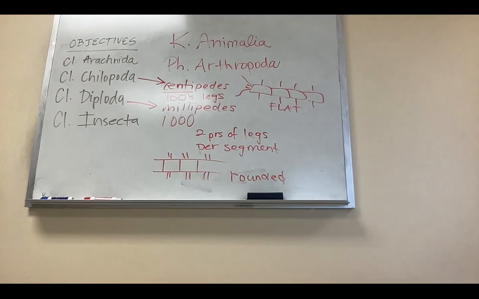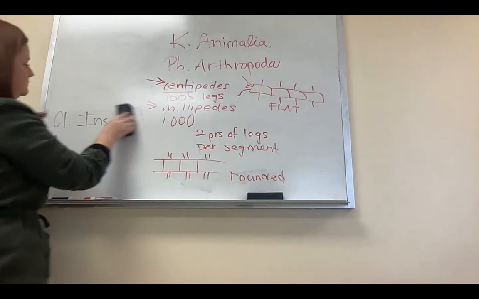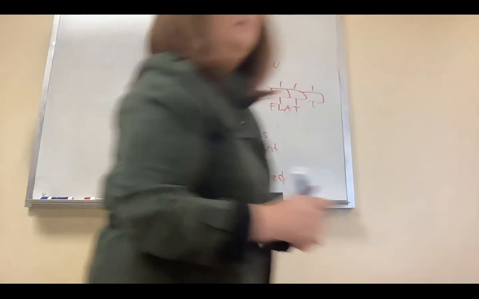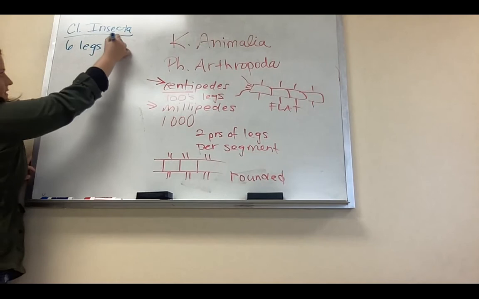So let's talk about insects. How many legs did a spider have? Eight. How many legs does an insect have? Six. Okay, so these are the things you learned in third grade that you should still be carrying with you. So class Insecta, let's just start with the simple six legs, or in parentheses, three pairs.